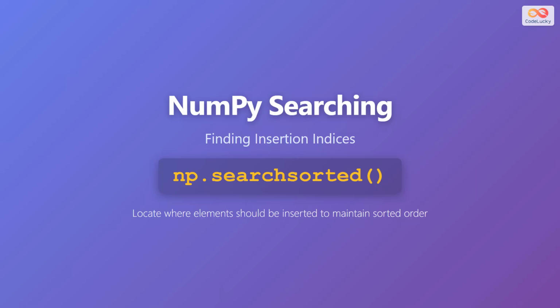Welcome to this tutorial on NumPy searching. Today we'll explore the searchsorted function, which helps us find insertion indices in sorted arrays. This powerful function uses binary search to efficiently locate where elements should be inserted to maintain sorted order.